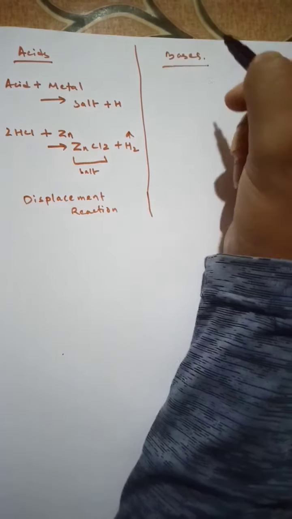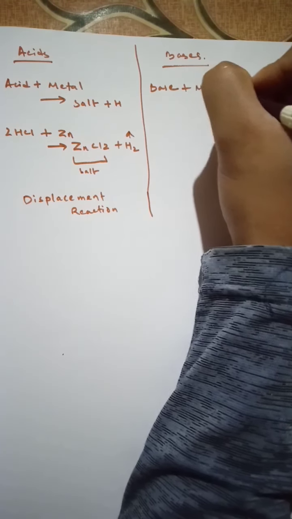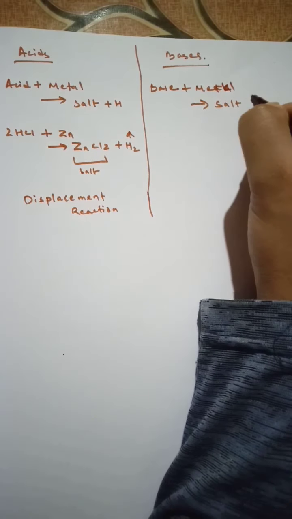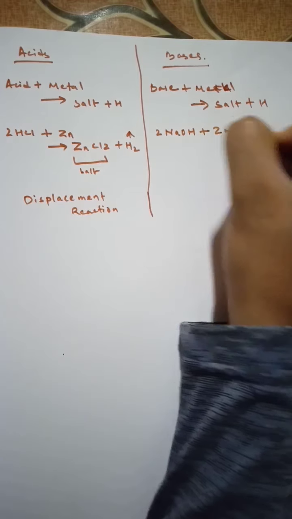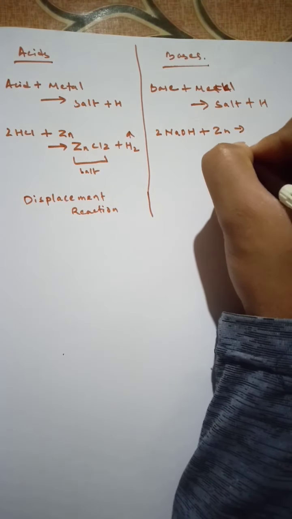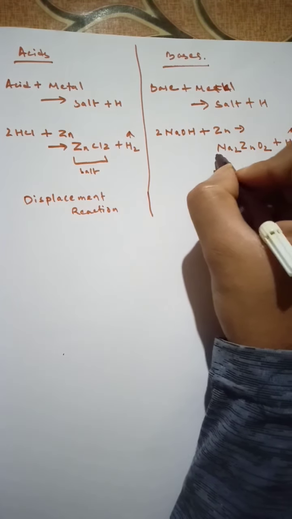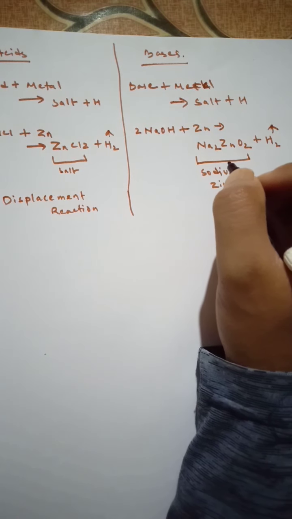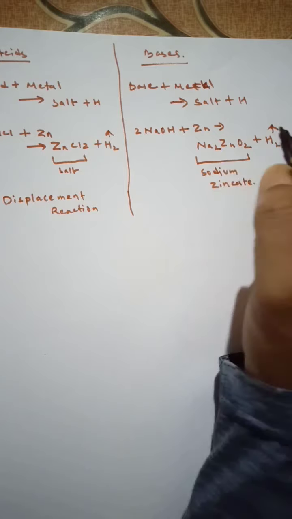And next, let us react with base. When we take base plus metal, we again get salt plus hydrogen. Now let us check how. If we take sodium hydroxide plus Zn as metal, then we get Na2ZnO2 plus hydrogen released. Here this is also a salt, which is known as sodium zincate. So in both reactions, when we react acid and metal or base and metal, we get the product as salt and hydrogen.